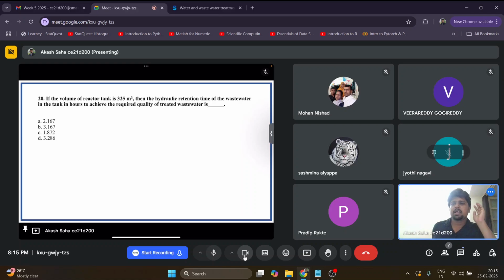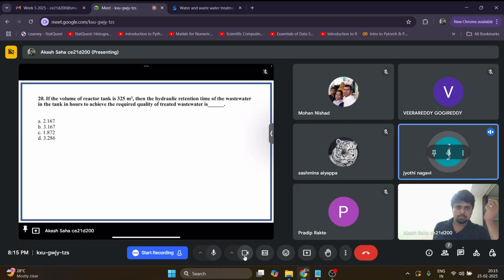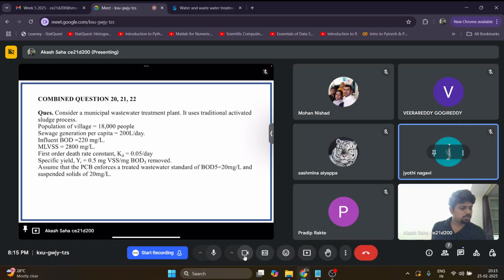It says that if the volume of the reactor is 325 meter cube, then the hydraulic retention time of the wastewater in the tank, in hours, to achieve the required quality of treated wastewater is. Sir, please go back to the previous slide, sir. I didn't make a note. Okay. So here they are asking that if the volume given is 325 meter cube, what will be my hydraulic retention time?